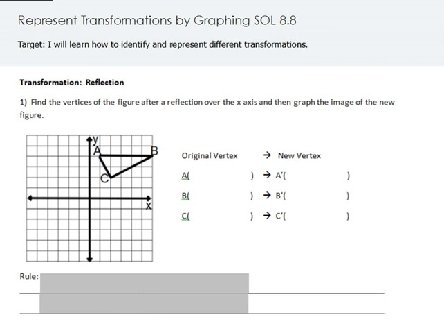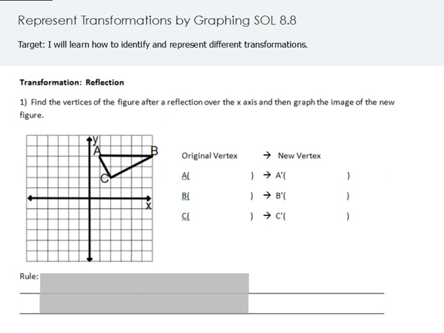So if you don't know these rules, you're going to have to start memorizing them because this is the only way that you're going to get through this unit. So our target is to be able to identify and represent all these different kinds of transformations that occur. So take a look at the first kind that we're going to look at, which is reflection.